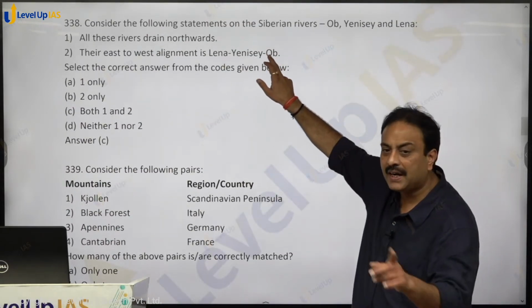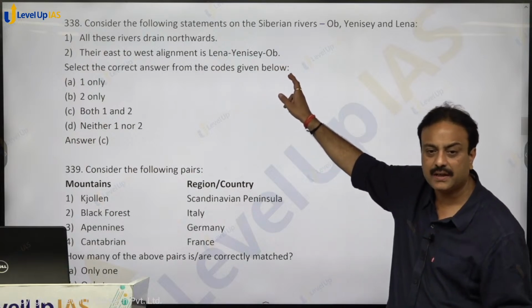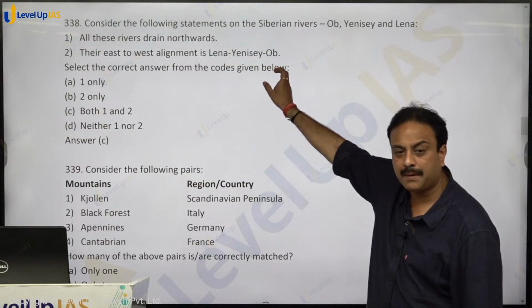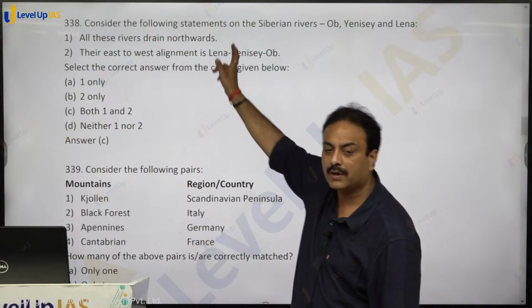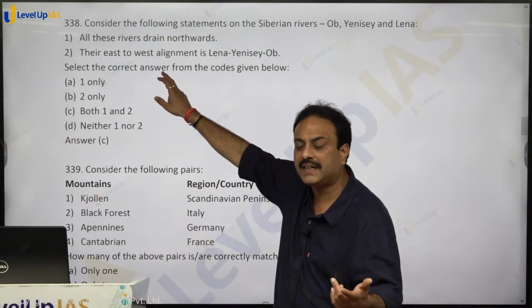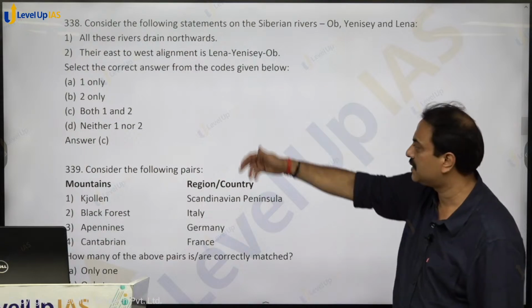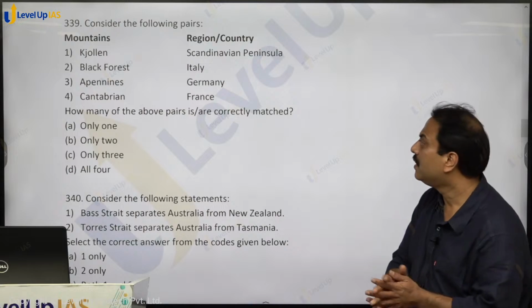I am repeating it, check that. Ob, Yenisei, Lena. Ob is on the western side. Between Ob and Yenisei, Western Siberian plains. Between Yenisei and Lena, Central Siberian plateau. On the eastern side of Lena, Eastern Siberian hills. Plain, plateau, hills. Both 1 and 2, option C, C for cat will be the right answer.